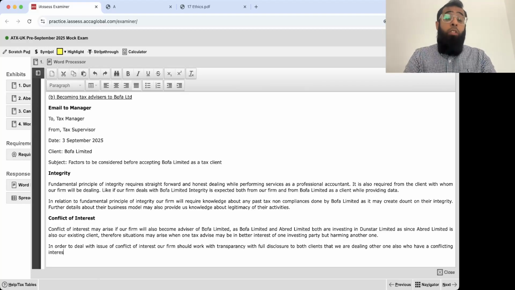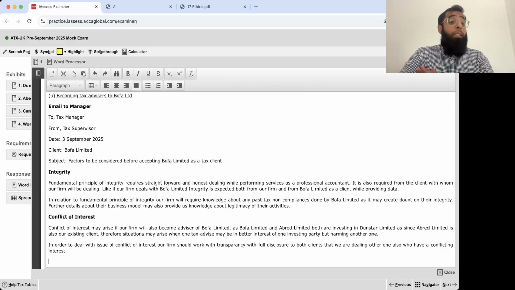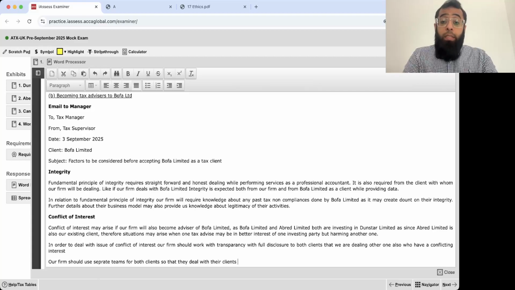Keep a full disclosure so that nothing remains hidden, because that's the most unethical thing. Our firm should use separate teams for both clients so that they deal with their clients independently without getting influenced by the other client. So first of all, we need to keep a full disclosure that we are dealing with the other client also.